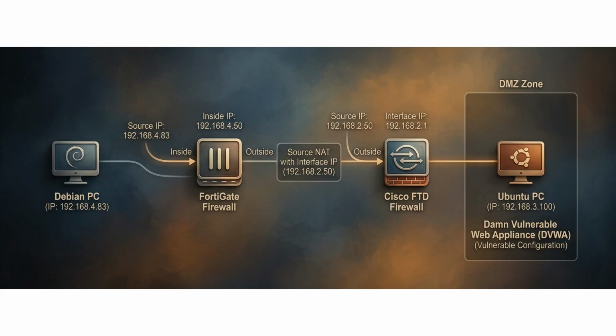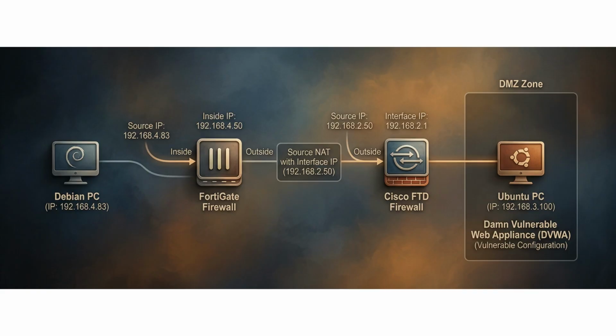As the traffic leaves the FortiGate through its outside interface, IP 192.168.2.50, we have a source NAT policy in place. This translates the Debian machine's internal address to the FortiGate's outside interface IP.